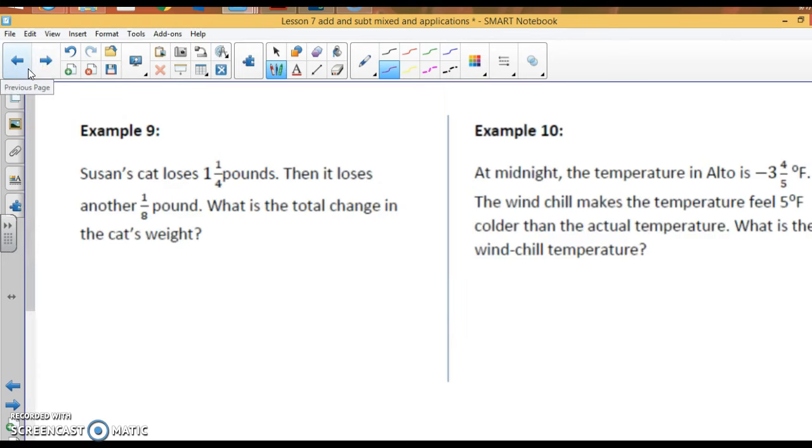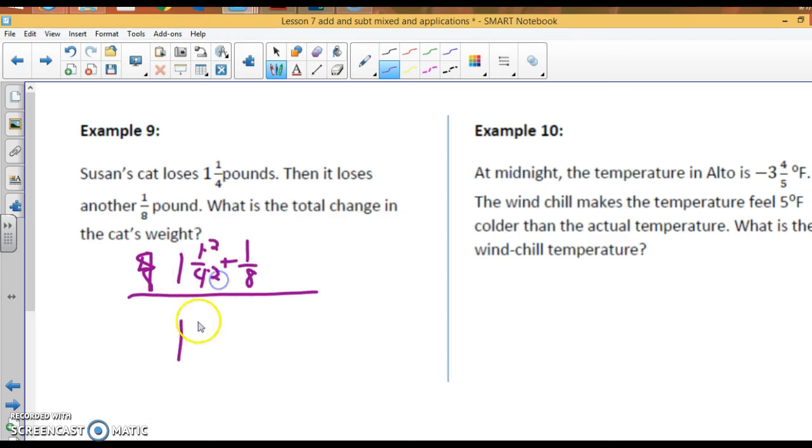Susan's cat lost 1 1/4 pounds. Then it loses another 1/8 of a pound. What is the total change? So it lost this much and this much. We need to add 1 and 1/4 plus 1/8. What's our common denominator going to be? It's going to be 8. So 1 and this I'll multiply by 2. 2/8 plus 1/8 is 1 3/8 pounds.